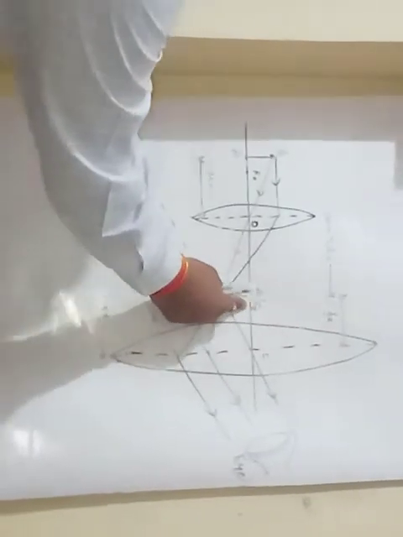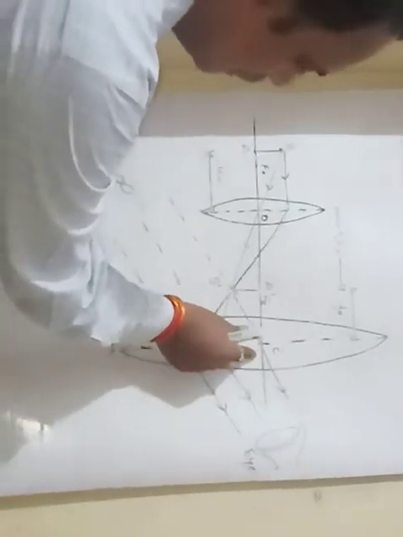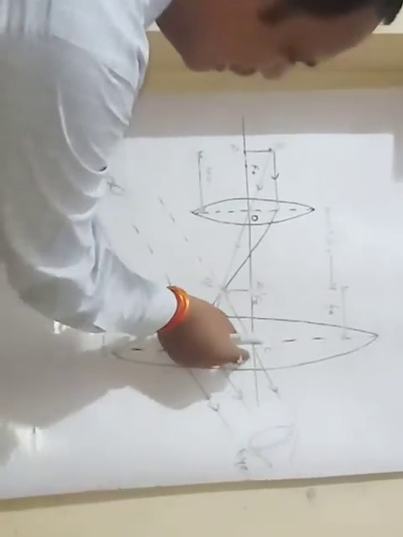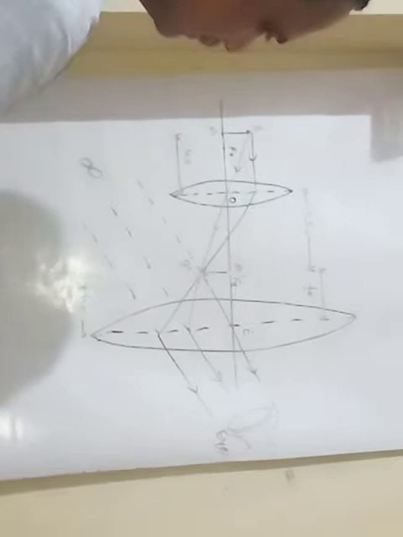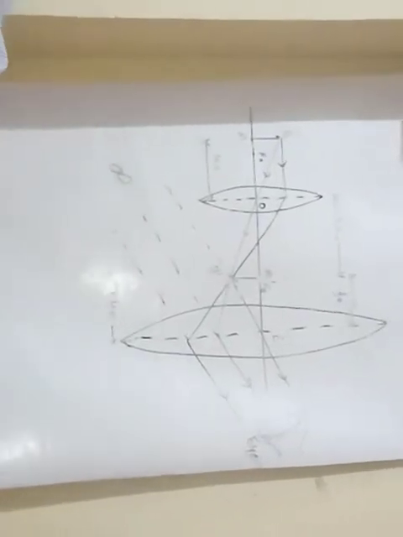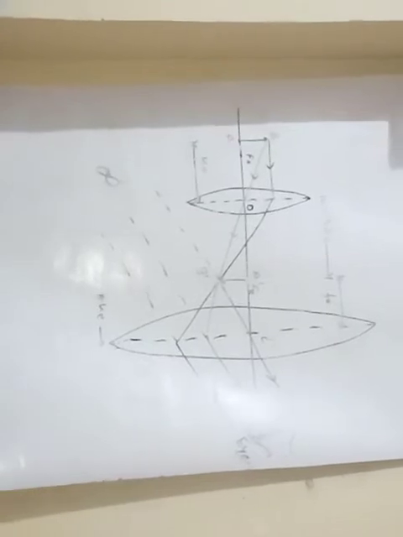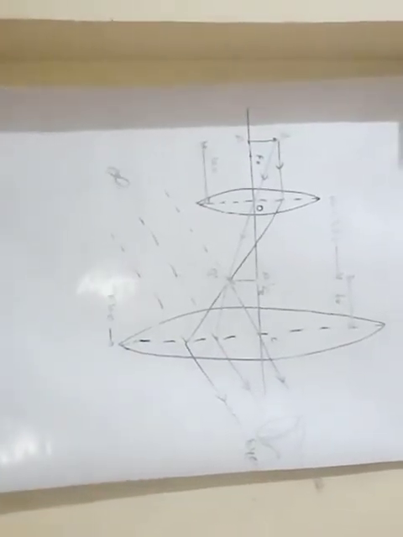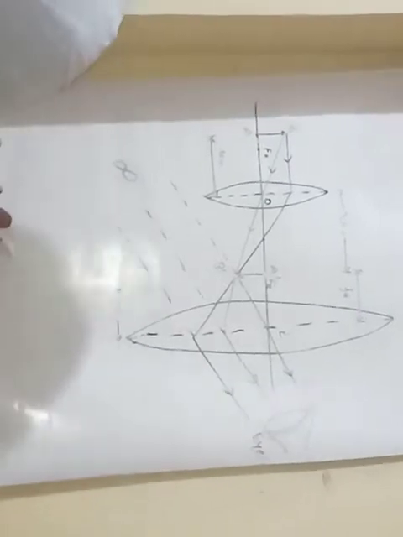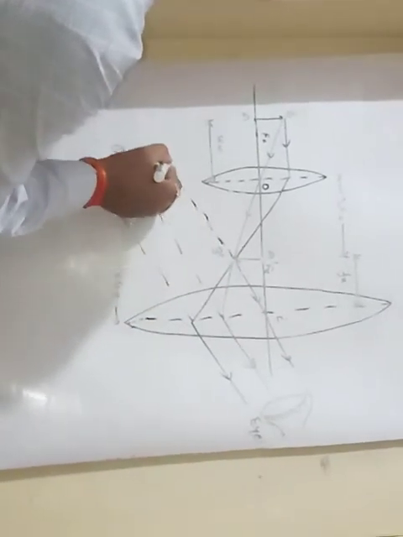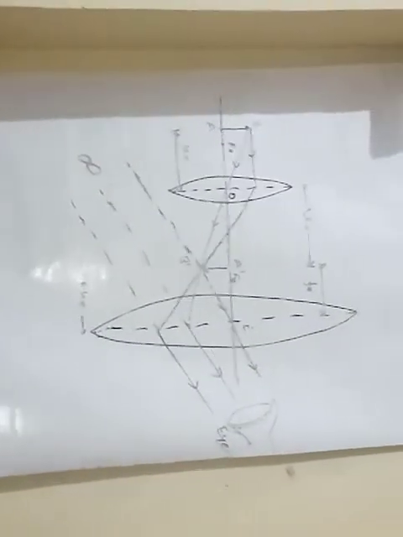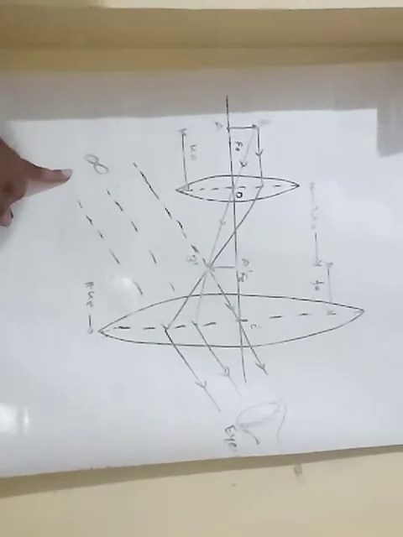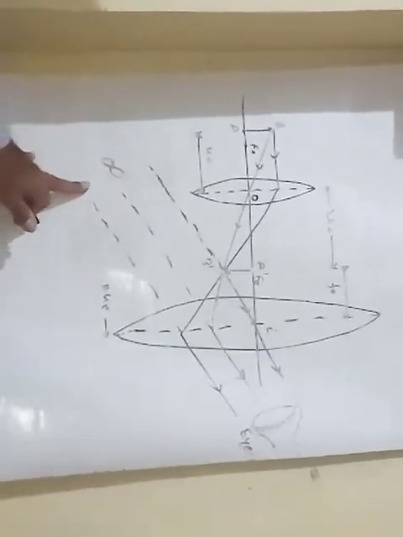A'B' serves as an object for the eye lens. For the eye lens, it is the case when the object is at the focus of the convex lens. If the object is at the focus of a convex lens, then the convex lens forms its image at infinity. To draw the diagram, if we retrace the rays in the backward direction, these rays become parallel, meaning they meet at infinity, and they produce the final image at infinity.